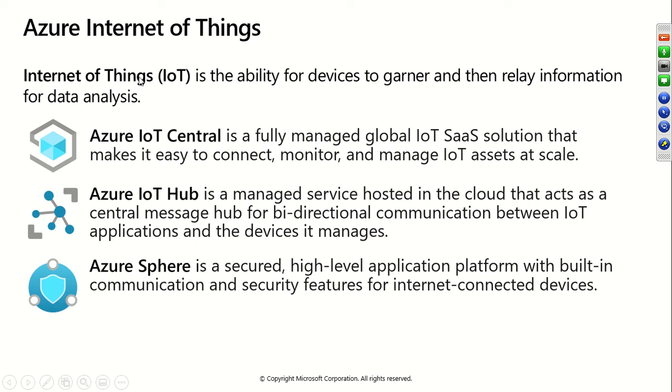So Microsoft has three products to support Internet of Things. The first one is called IoT Central. That is where you manage all your Internet of Things using the solution Microsoft provides. It's a software as a service. That means you don't install anything.